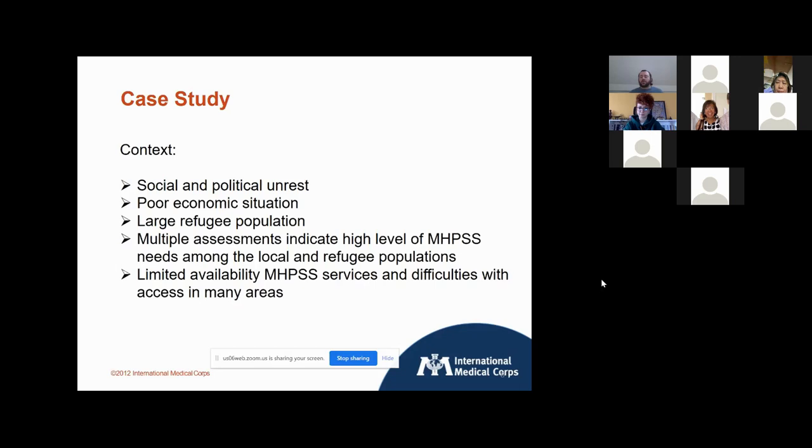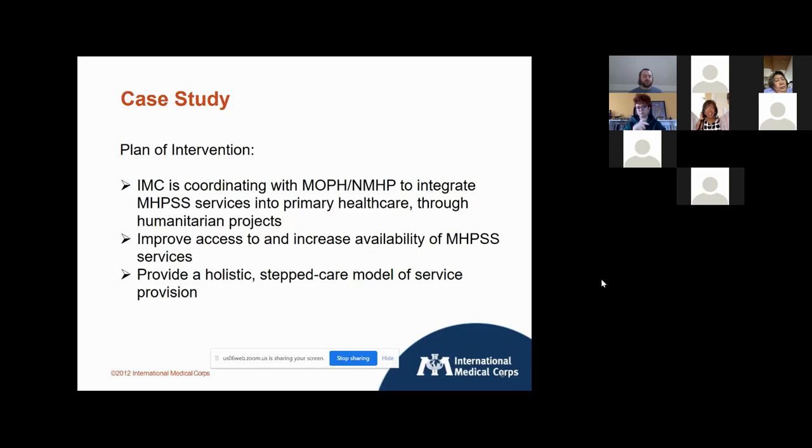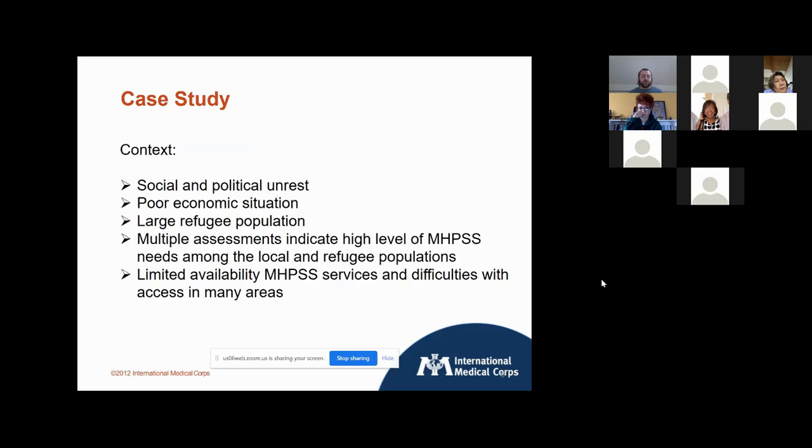The needs vary from people in need of more specialized services, community level projects, integration of MHPSS into healthcare, primary healthcare, community centers, different types of community settings, as well as additional emergency response measures. For example, the Beirut port blast, which occurred 2 years ago, also required a separate MHPSS intervention, due to the numbers of people who were affected by it and needed support and care in the aftermath.